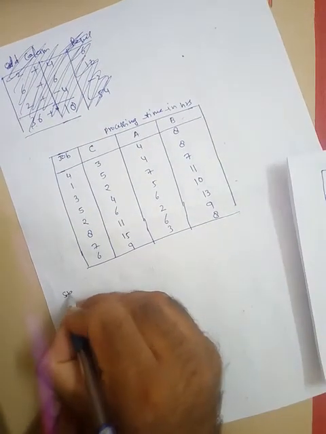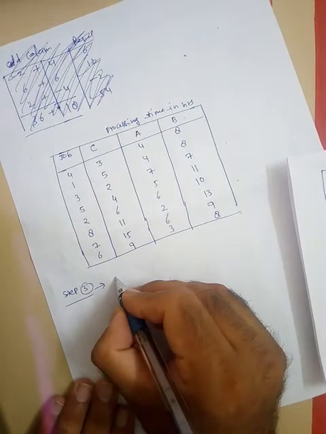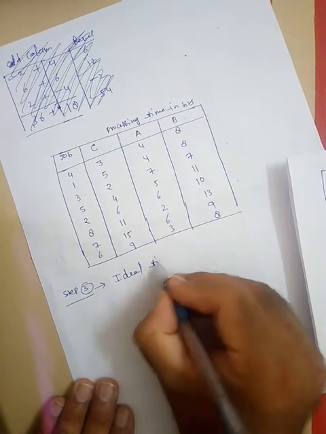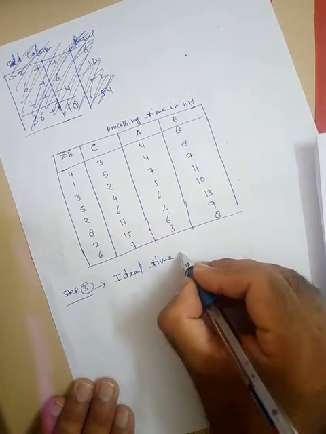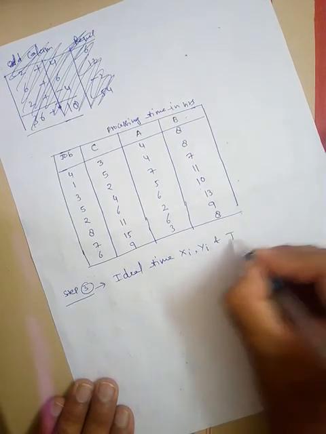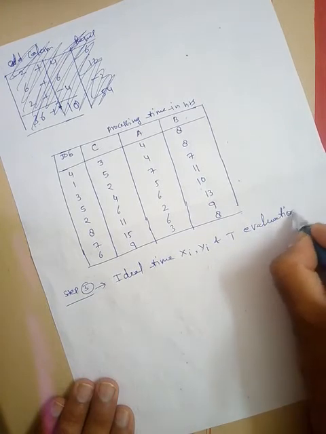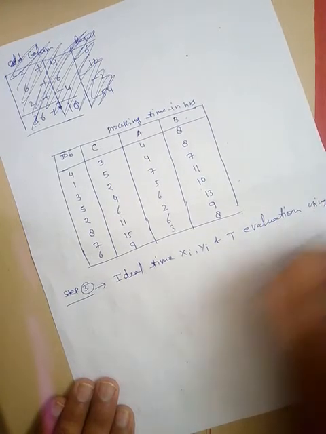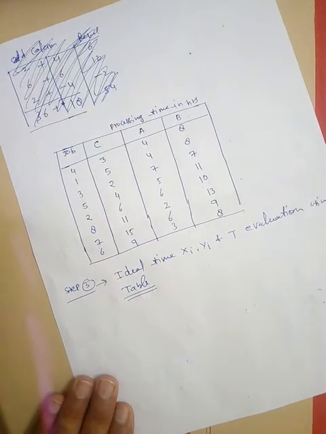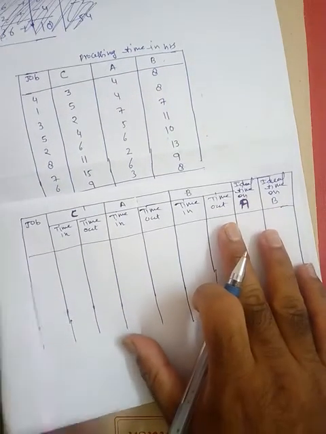So the next step is 3. Idle time, xi, yi and t evaluation using table. So how to do this? Let us construct the table in this manner.